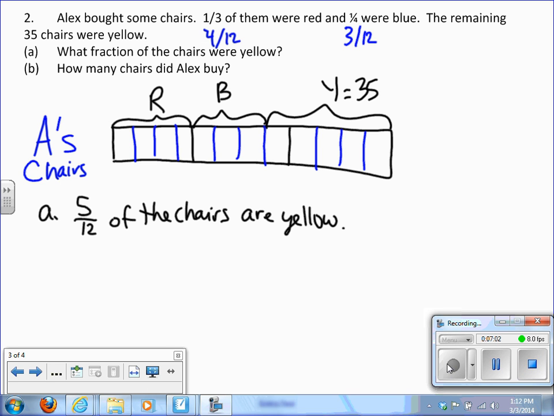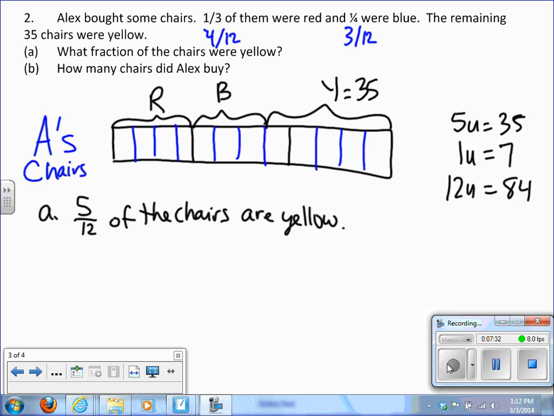All right, what are we going to do to find out how many chairs Alex bought? What do we know? Christopher. Well, we know that 5/12 equals 35. Okay. What else? Where can we go from there? So we know that 1 unit is 7. 1 unit equals 7. And how many units, kids, do we have altogether? 12 units. 12 times 7. 84. Very good mental math.